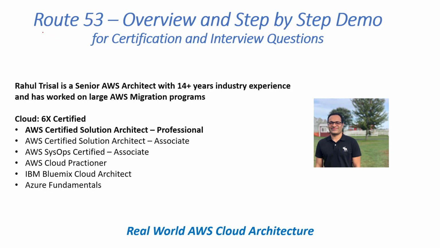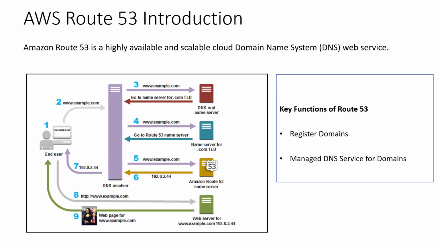Today we are going to discuss AWS Route 53, give a quick overview and then do a step-by-step demo. Okay, so AWS documentation says that Amazon Route 53 is a highly available and scalable cloud domain name system web service. Let's try and understand what that means.